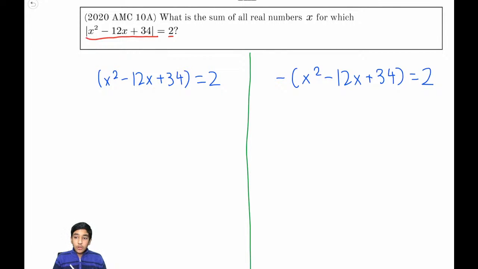So now I'm going to give you 1 or 2 minutes to try this problem for yourself, and let's see where you can go with this.